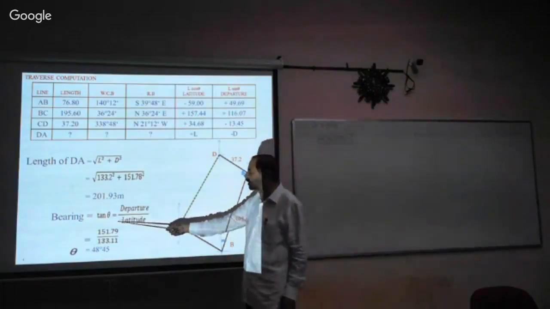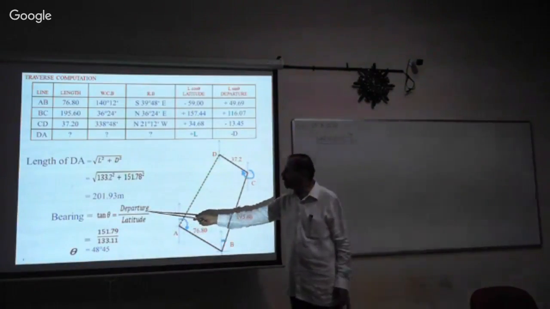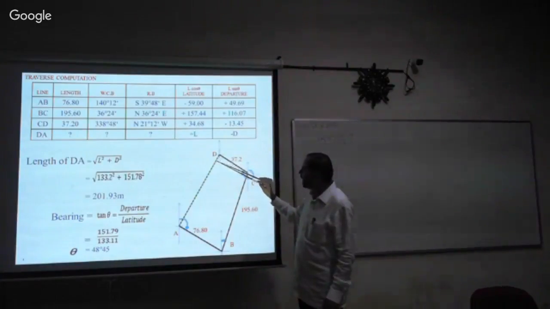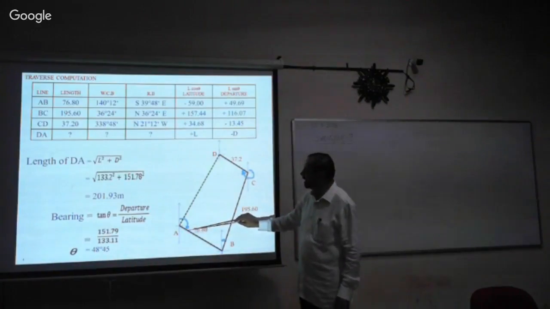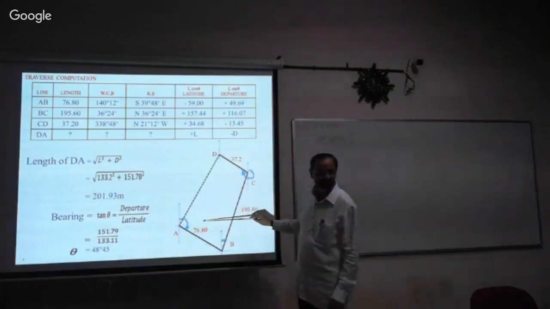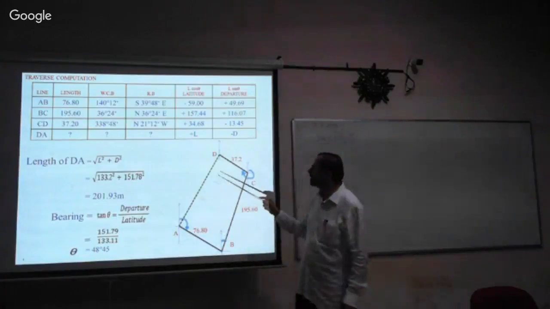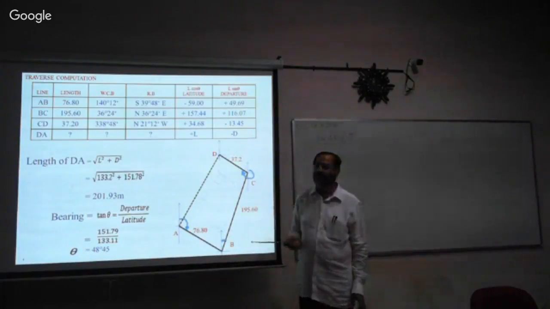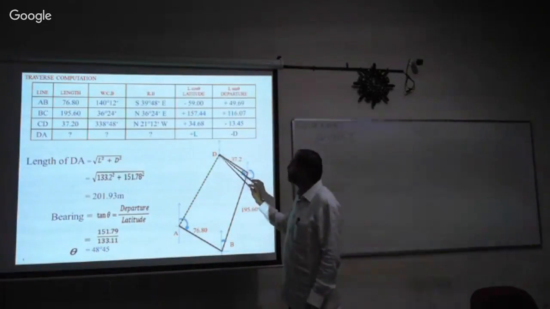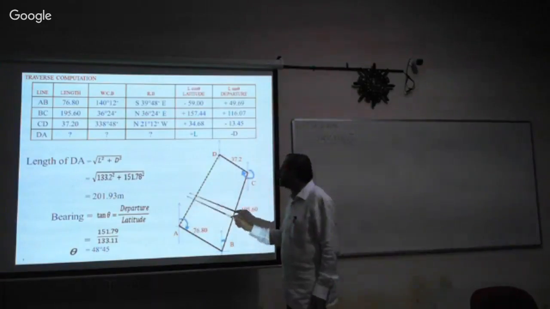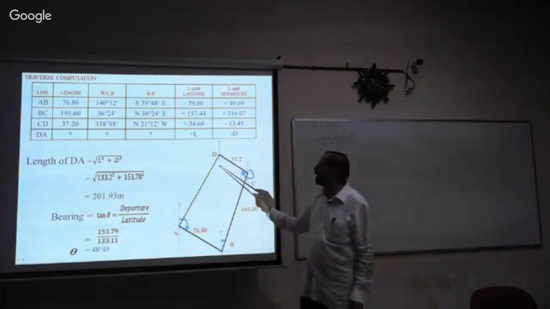Therefore, to find the bearing, tan theta is equal to opposite by adjacent. Opposite is departure and adjacent is latitude. Tan theta is equal to departure divided by latitude. Then this theta is the reduced bearing. Now this is the length and bearing of the survey line DA: length is 201.93 and theta is the reduced bearing.